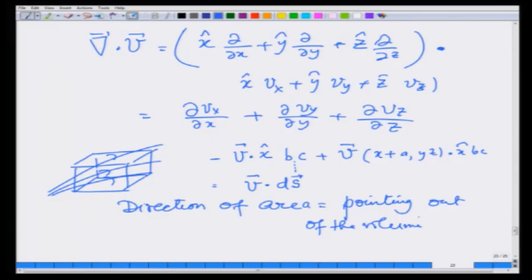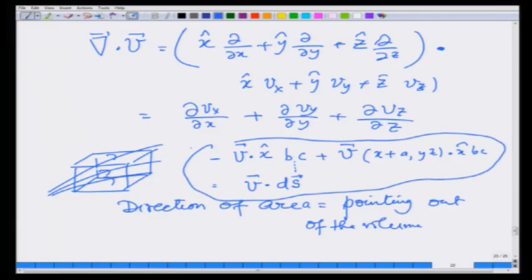So, the quantity we have calculated is this. We have actually calculated this quantity, which is nothing but V dot ds integrated over the entire area. All right, and what we have found is that V dot this small area ds is nothing but equal to divergence of V times the small volume delta V.